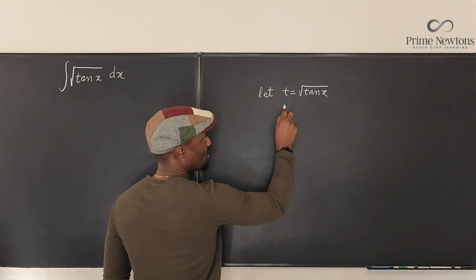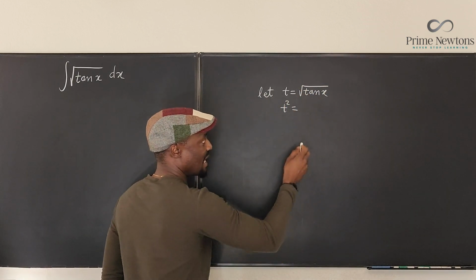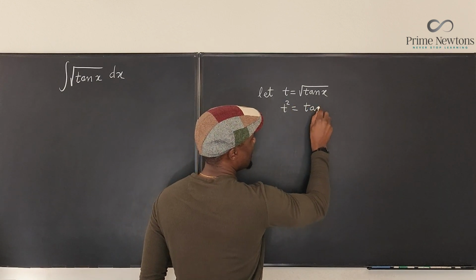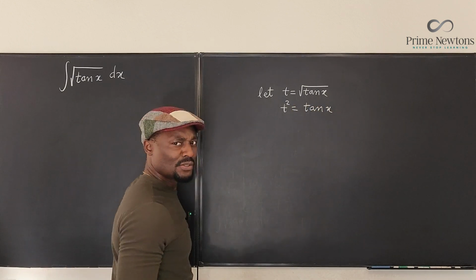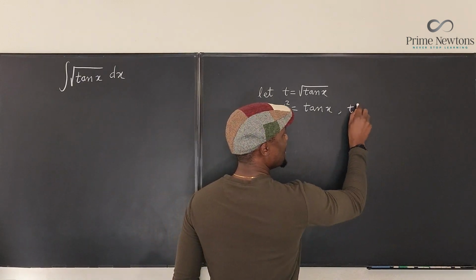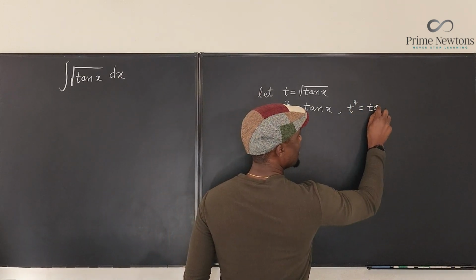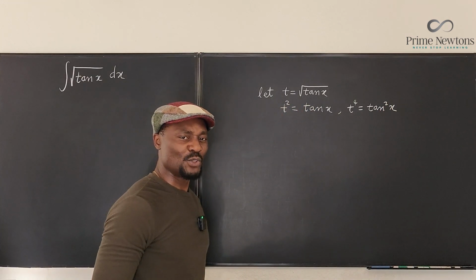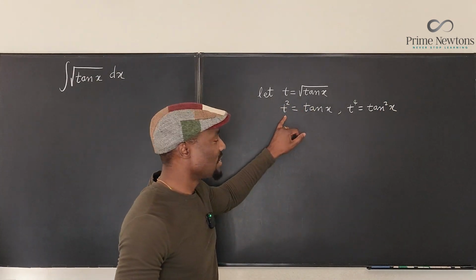That simply means we can square both sides, because we need tan x actually. Squaring both sides, you have t squared equals tan x. Just one more step. Let me square it one more time. I have t to the fourth equals tan squared x. You're wondering, why is this squaring everything? You'll just wait. Now, let's take the derivative.